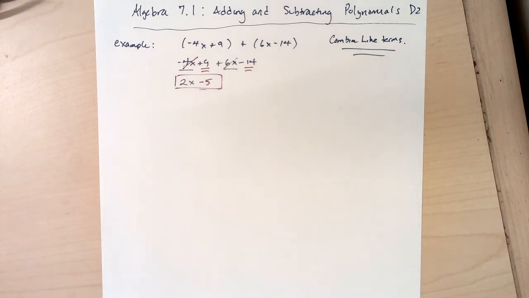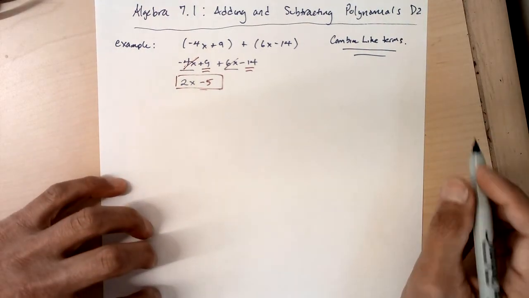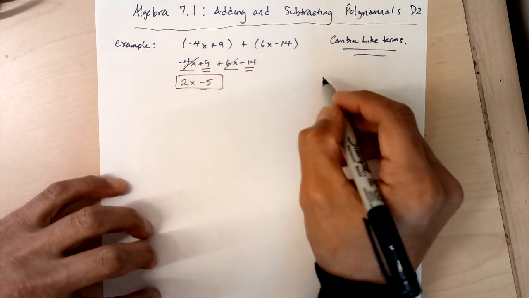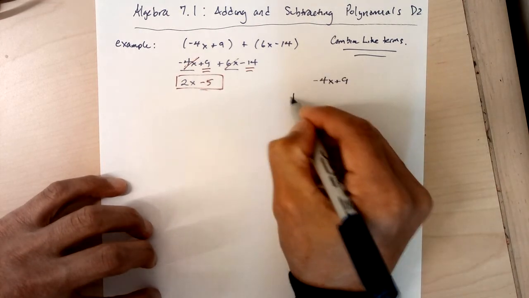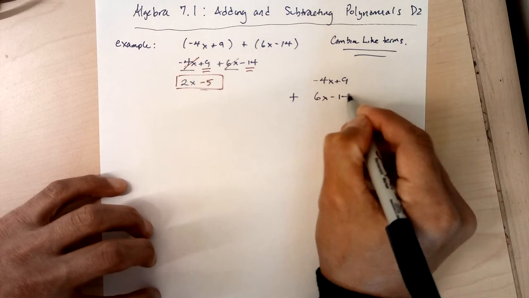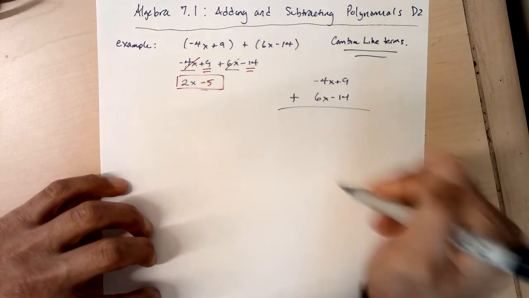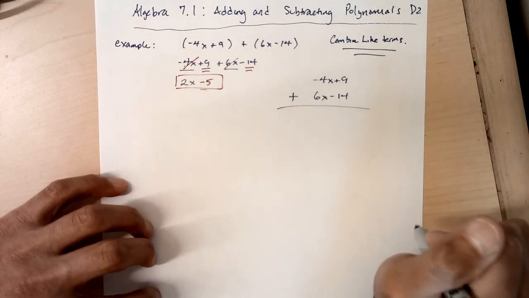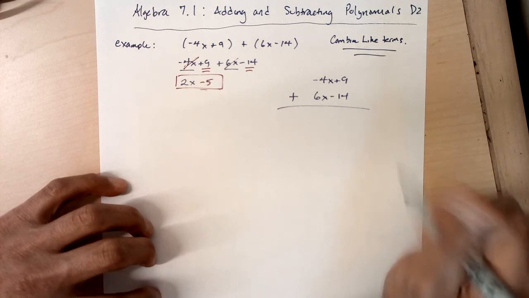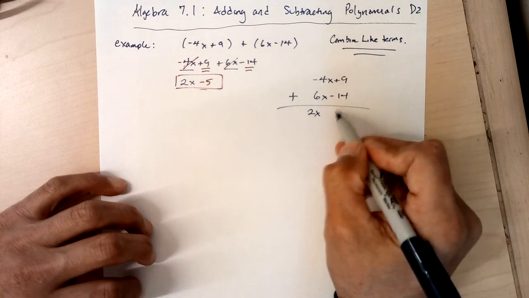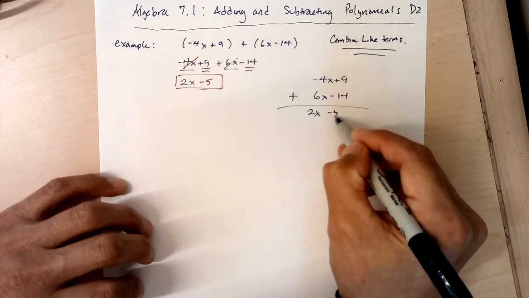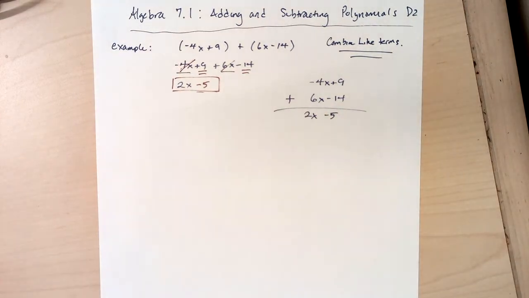I said you could use the line method or you could use the column method, which is the vertical method. So another way to add these two polynomials is negative 4x plus 9, that's the first polynomial, plus 6x minus 14. This is the vertical method, or what I also refer to as a column method, and it's the exact same problem. Negative 4x plus 6x is 2x. 9 plus negative 14, or 9 minus 14, is still negative 5. So either way that you do it, you get the same result.